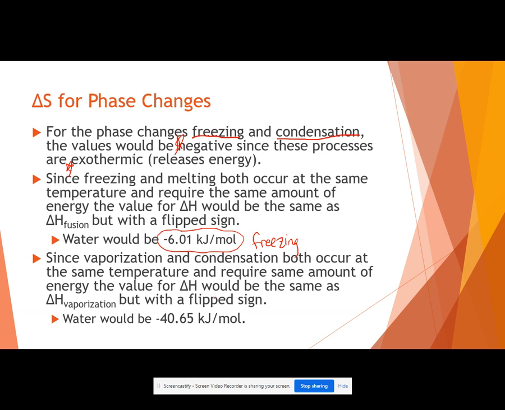So if we were going to do the delta H of condensation, it's going to just be the same, but with a negative sign in it. Negative 40.65 is going to be condensation.